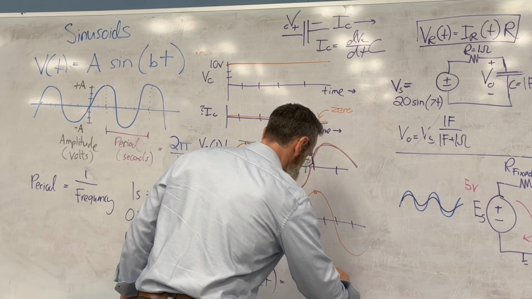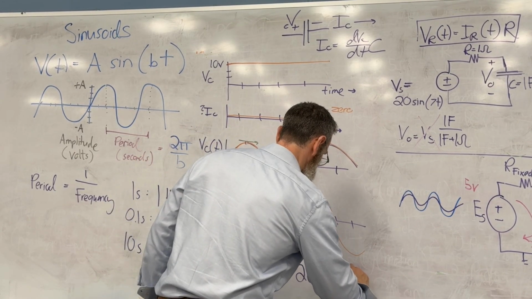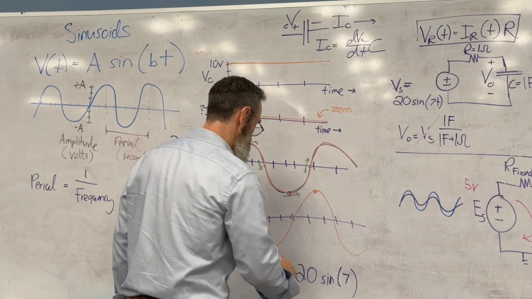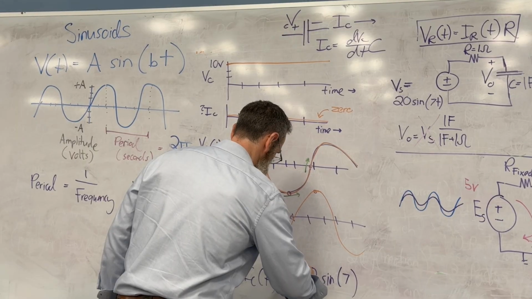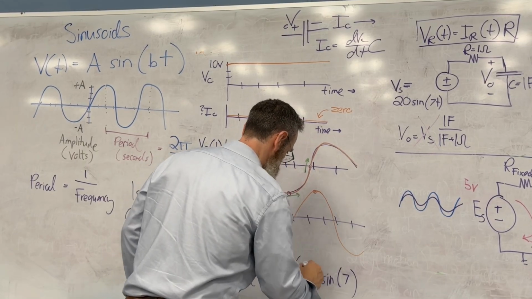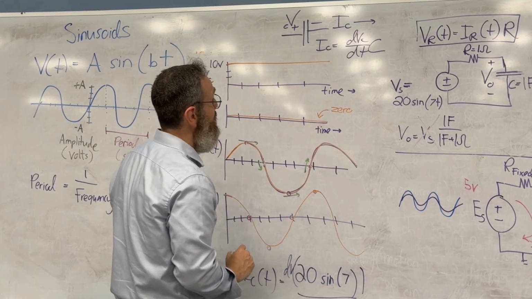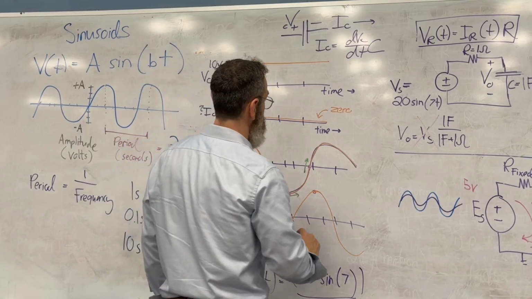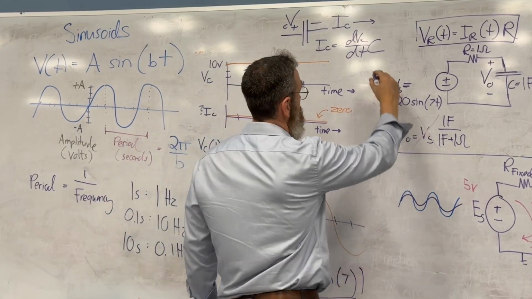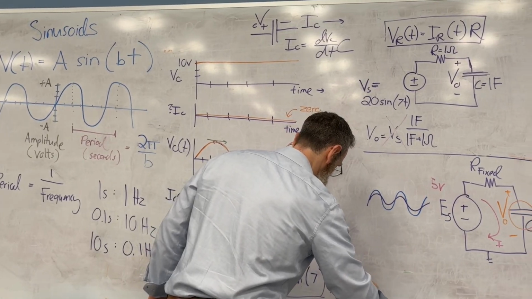20 sine of 7t, right? And I'm going to want to take the derivative of this function. So, the derivative of all this with respect to time times the capacitance, which in this case, I'm just going to tell you, let's say it was 1 farad, what we had all along. 1 farad.